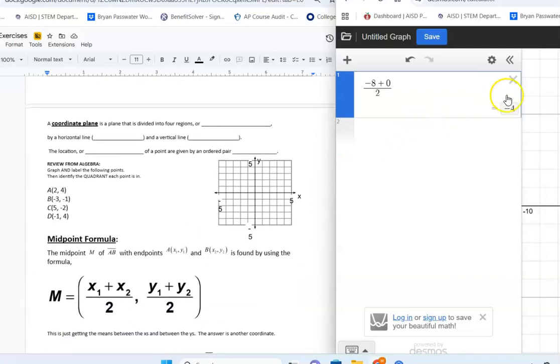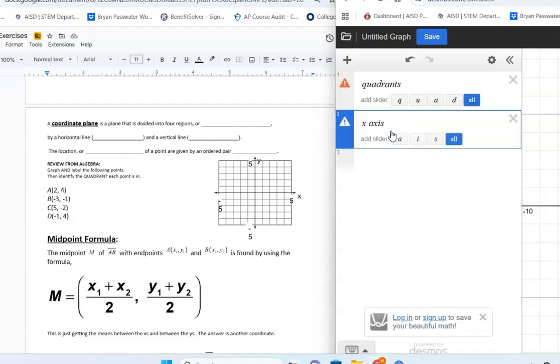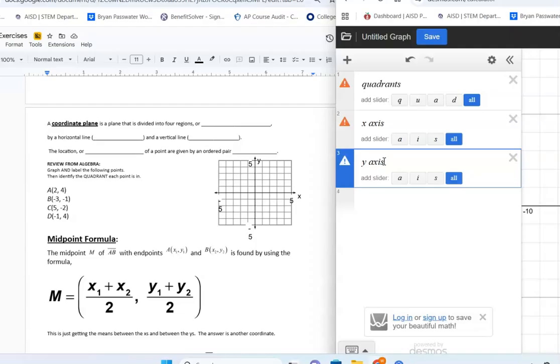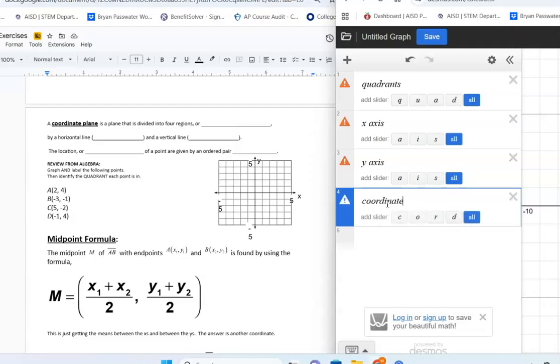Okay, so let's talk about how to actually do this. All right, a coordinate plane is a plane that's divided into 4 regions or quadrants by a horizontal line, which is the x-axis, and a vertical line that is the y-axis. The location or coordinate, that's really the fancy word for location, of a point is given by an ordered pair, and that is x comma y.